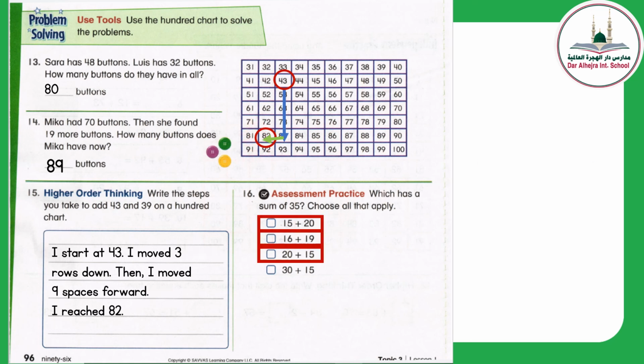Now here in this final problem, we need to find all the equations that have a sum of 35. Here I can see all these three equations have a sum of 35.